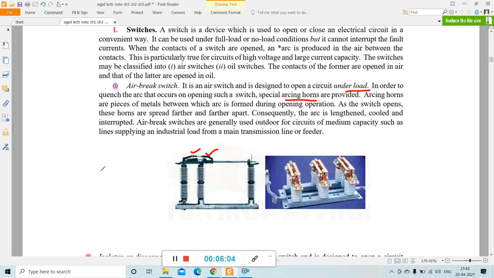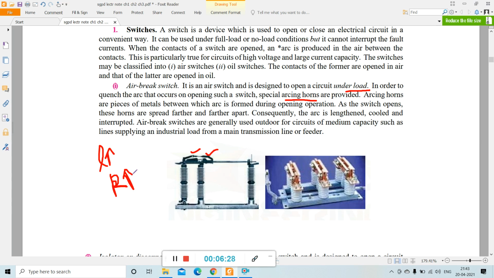I already told you, if arc length increases, then the arcing resistance is also increased. So when arcing resistance increases, then through this arc path current flowing also reduces. Okay, and finally your arc is extinguished.